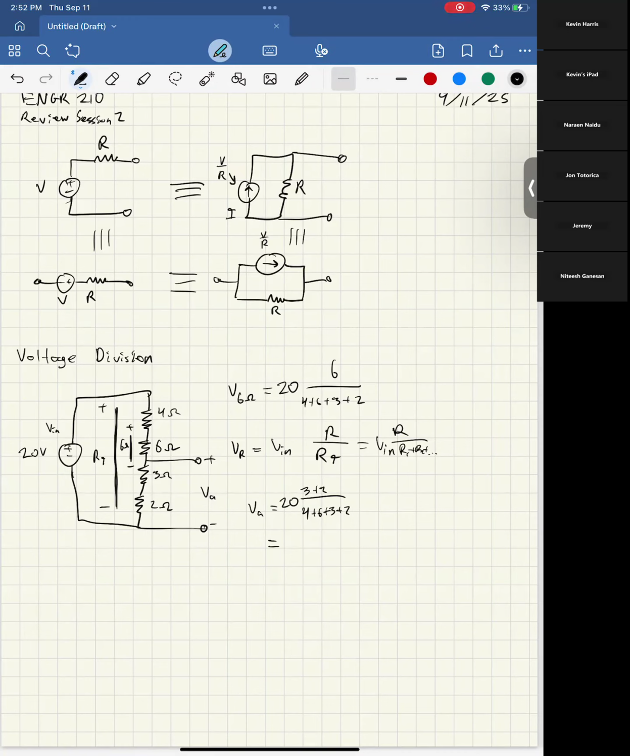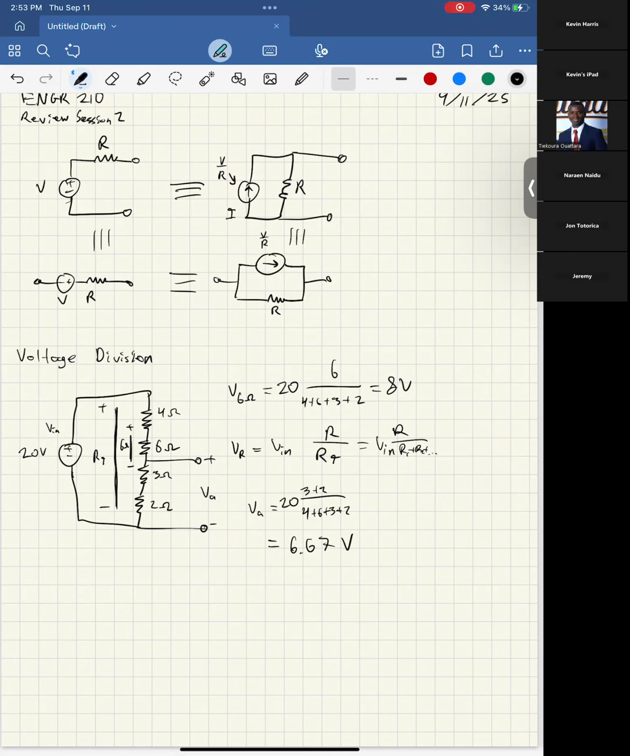Give me a second. So for that first one, when it was 20, it would be 20 times 6 over 4 plus 6 plus 2 plus 3. So this would have been 8 volts. And here we have a similar thing, but now instead of 6 on top, it's going to be 5 on top. We get 6.67 volts. So hopefully that's pretty clear.